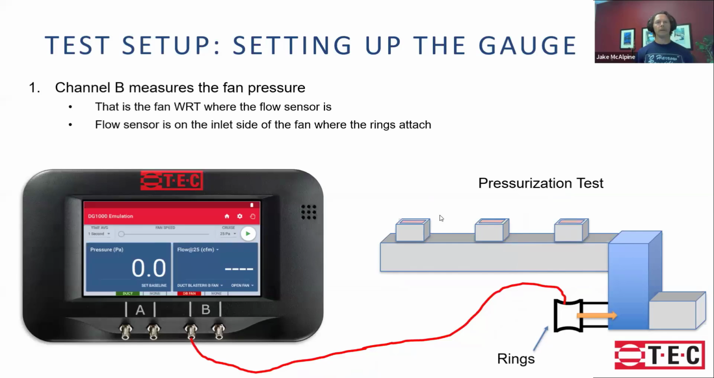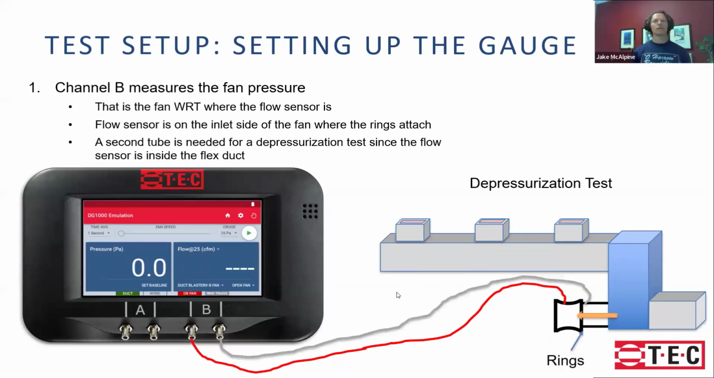And then your channel B is going to measure your fan pressure. What we're doing with channel B is we're taking the pressure from the flow sensor in the fan, and we're doing that with reference to where the fan is drawing air from, the inlet side of the fan. The easy thing to remember is the side that has the rings on it. So we're measuring a pressure differential from the flow sensor with respect to where the fan is drawing air from. Pressure drop across that ring gives us flow.